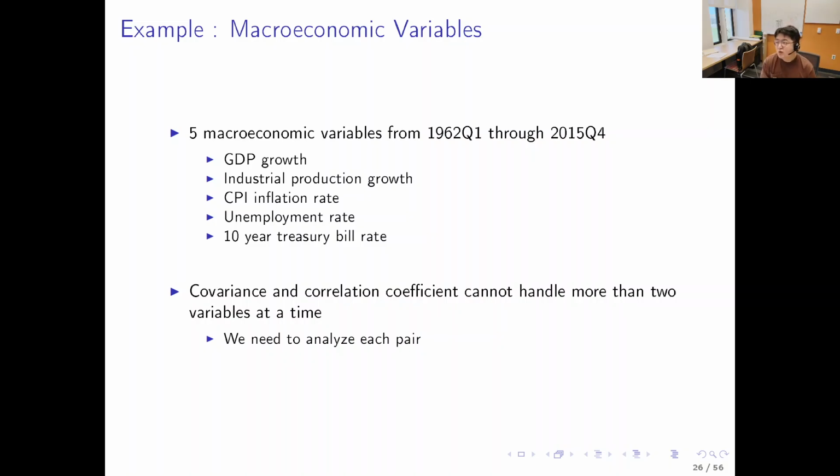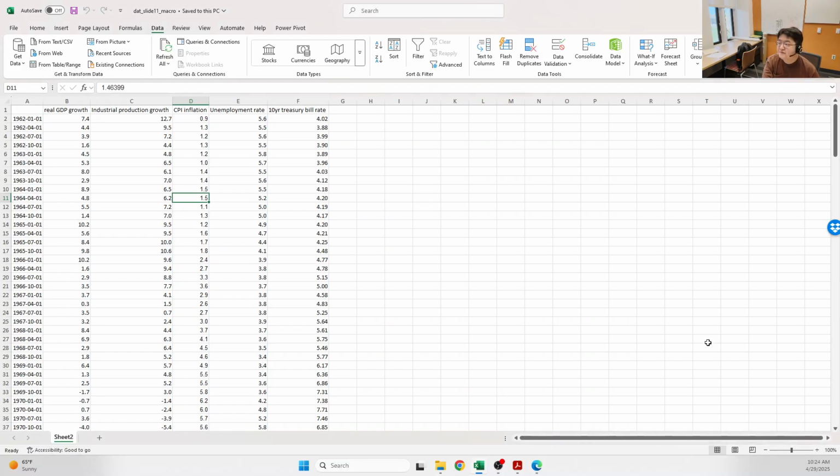Hello. In this video, I'm going to show you how to handle multiple variables, like more than two variables. So our example will consider macro variables from 1962 through 2015, about five major macroeconomic variables: GDP growth, industrial production growth, consumer price index inflation, unemployment rate, and 10-year treasury bill rate, right? So we have data. So look at this.